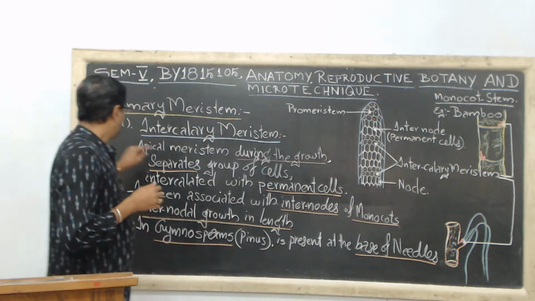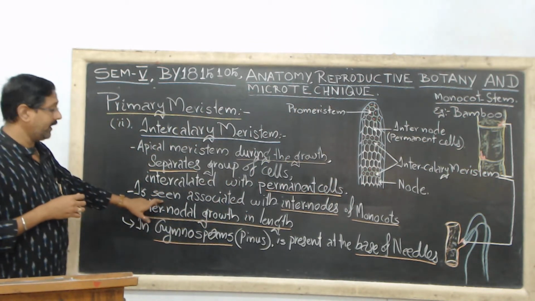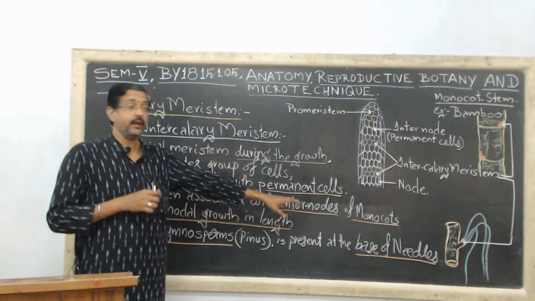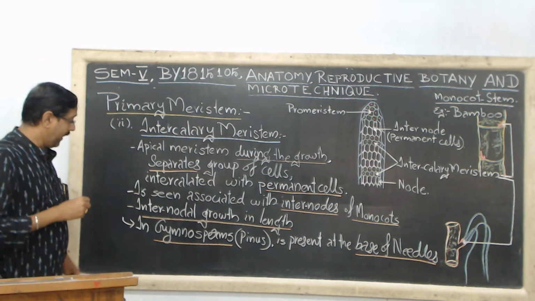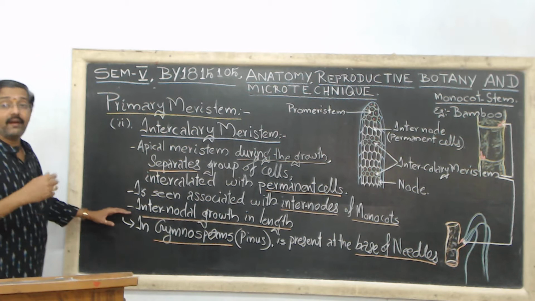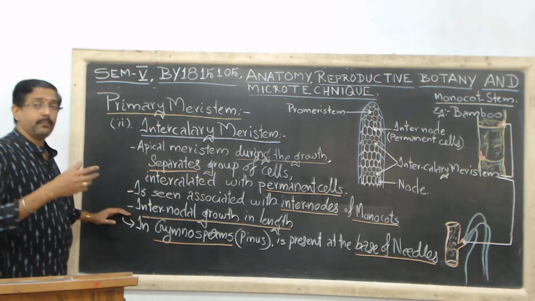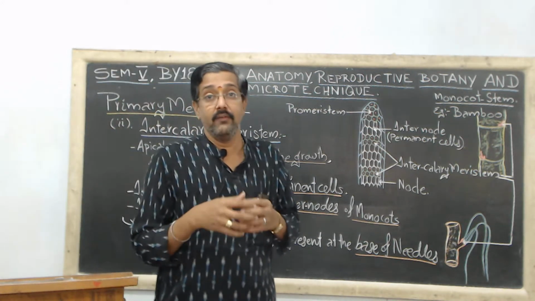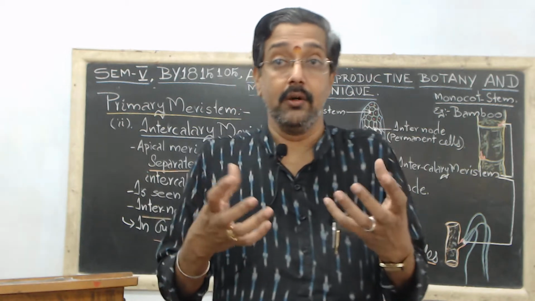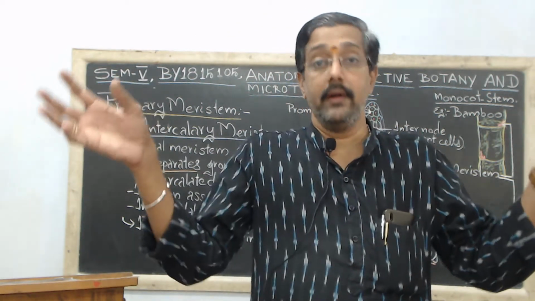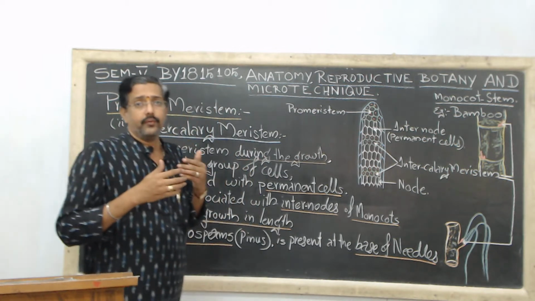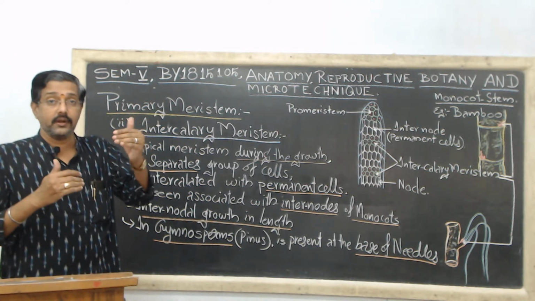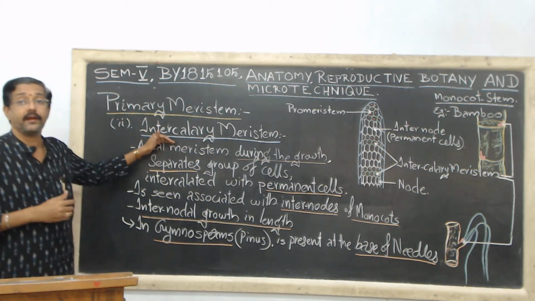So the intercalary meristem is always seen associated with the internodes, and especially in monocots we can see it present in the internodal region, and it brings internodal growth in length. From a nodal portion, branches arise, and those branches enlarge, and we can observe the elongation or extension. But how is the internodal length increased? It is by the activity of the intercalary meristem.